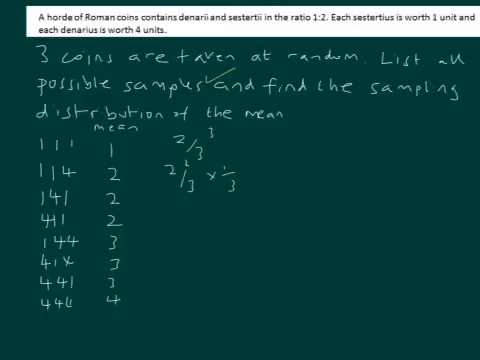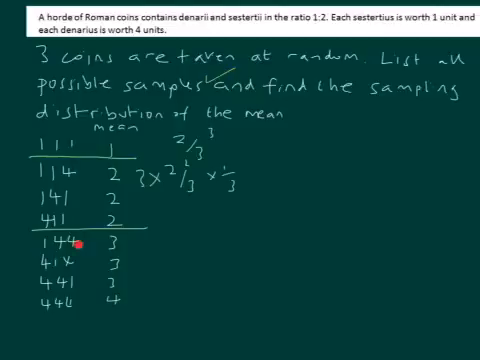We've got 2 sestari, and we've got 1 denarii. So the probability of getting a 1, 4 and a 1 is also 2/3 squared times a third. And the same for 4, 1, 1. So in fact, all of these three have the same probability. So the probability that we get a mean of 2 is that.